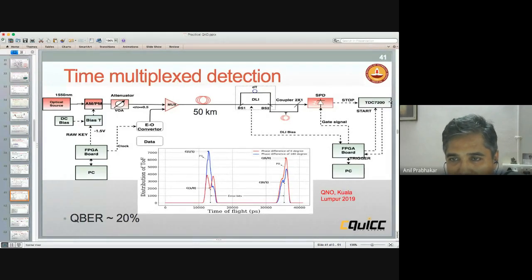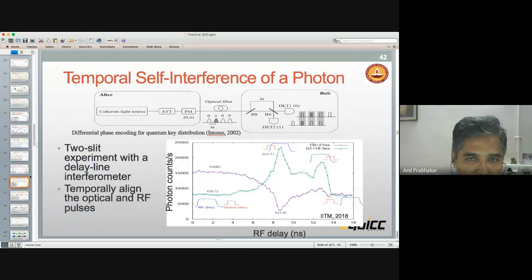The TDC 7200 is actually a time to digital converter. And that timestamp that it yields tells you whether it came through the straight path or it came through the delayed path. And this delayed path is because of the destructive interference, and the straight path is through the constructive interference. So these are all kinds of tricks that we have developed over the years to make practical systems, right?